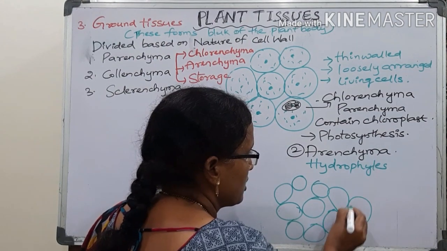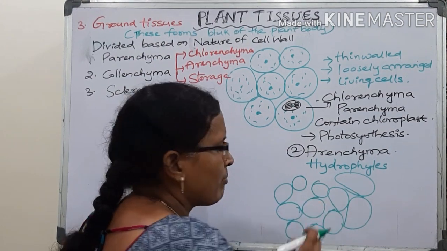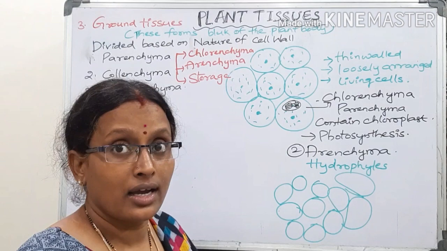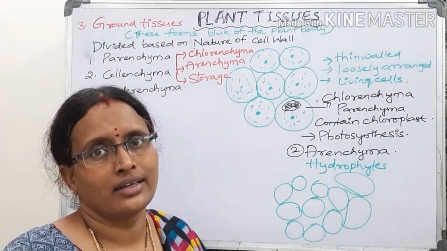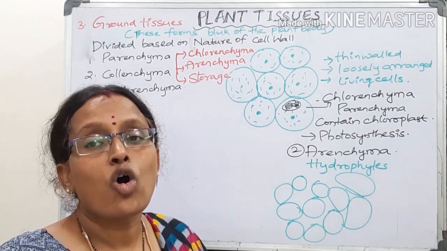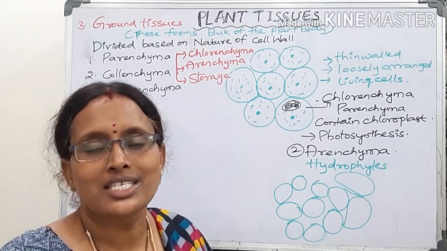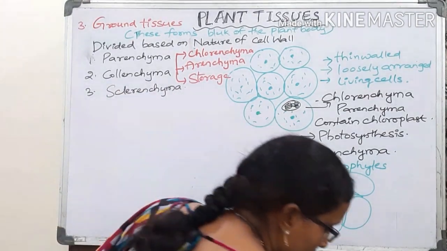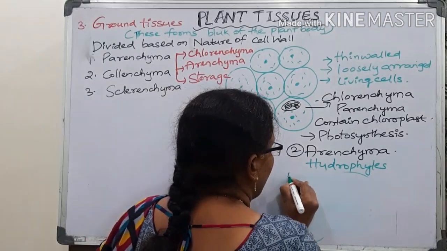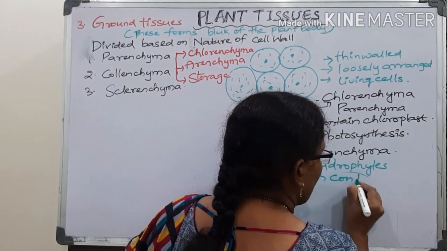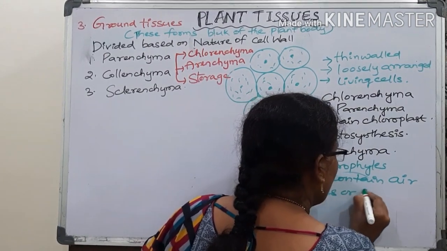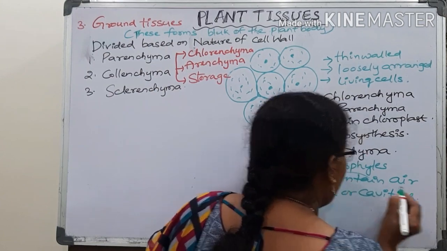What is the difference between those cells and these cells? There is a gap, lots of gaps in between these cells. The cells which provide the space for the air are known as aerenchyma. The parenchyma which contains large air cavities or spaces is called aerenchyma.